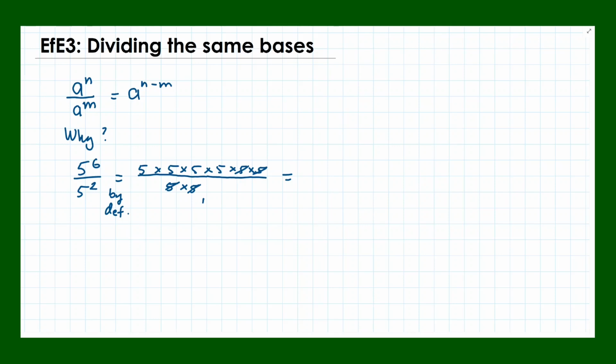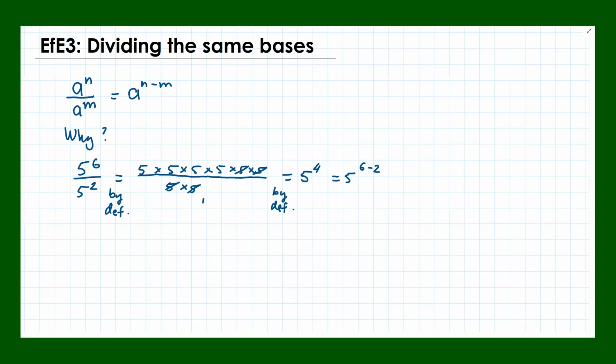But now what happened? What we got at the top is 1, 2, 3, 4 5s. So we can write that as 5 to the 4, again by the definition of the power or exponent. But again, how many numbers are in here? Well, we had 6 originally, and we took off the 2 at the bottom, so that's again the 6 minus the 2.